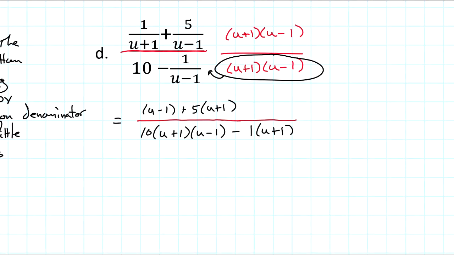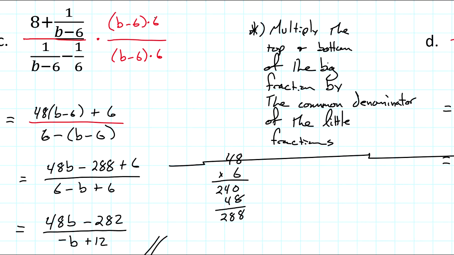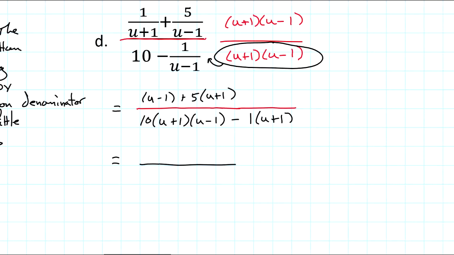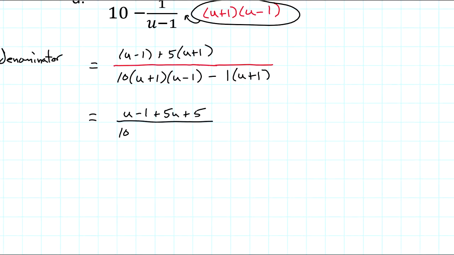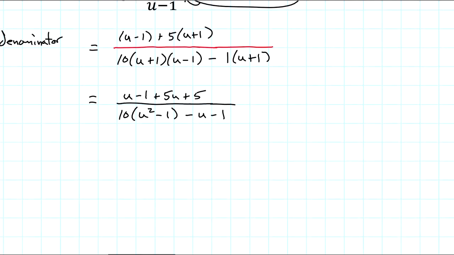And now we can just go ahead and combine like terms, simplify, all that. So on top, we'll have u minus 1 plus 5u plus 5. On the denominator, I'll have 10 times u squared minus 1, multiplying the u plus 1, u minus 1 together. And then I'll have minus u minus 1 after distributing the negative 1 across to that second grouping.